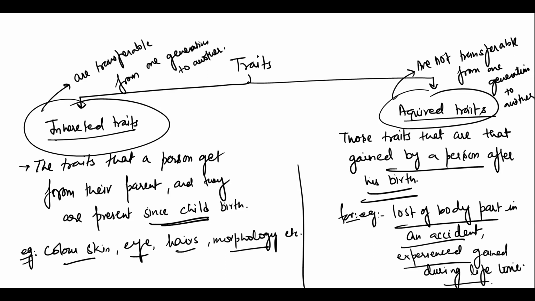Note this one also: inherited traits are transferable from one generation to another generation, and acquired traits are not transferable from one generation to another generation. Note it fast.